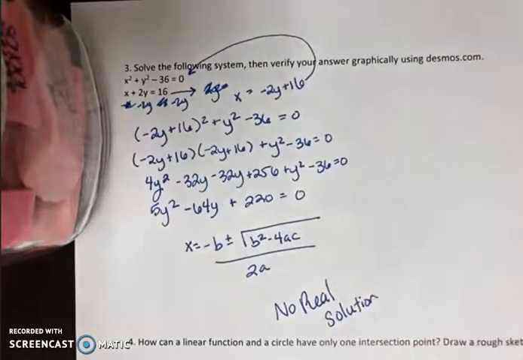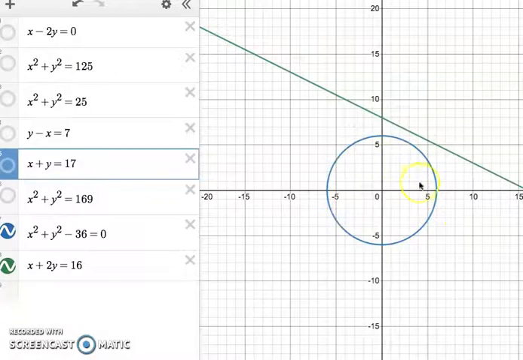Let's check what this looks like on Desmos. As you can see here, there's no point of intersection, which is why we got no solution when solving algebraically.